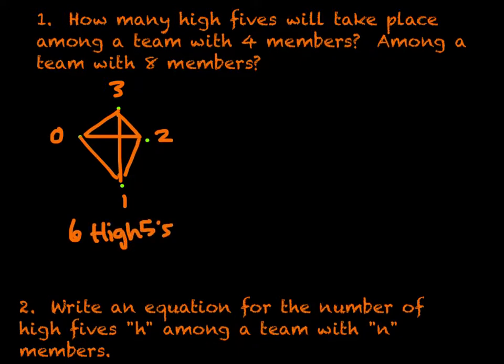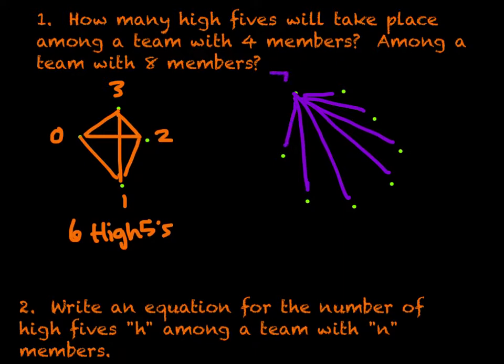Pretty sweet. If we look at an 8-person team, we now need to figure this one out. We have 1, 2, 3, 4, 5, 6, 7, 8. An 8-person team. Let's see how many high fives we have. We have 1, 2, 3, 4, 5, 6, 7 by this guy. The next person has already high-fived the person right next to him, so he's going to be high-fiving this guy, this guy, this guy, and already over here, so we have now 6 high fives.